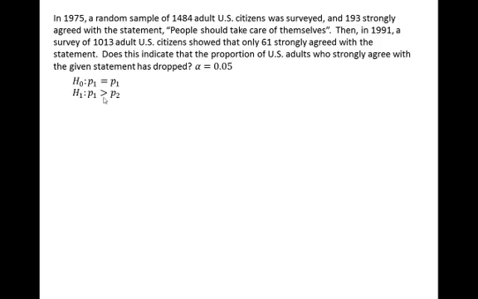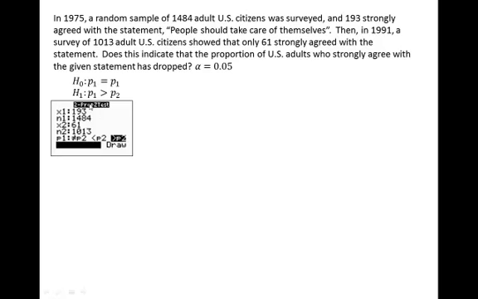Here, we have a right tail test, and the wording of the problem, you had to pay attention to this one. Initially, you would think that since it's dropped, it would be less than, but you have to read the problem. So in 1975, this was our first sample. In 1991, here's our second sample. So if over time, the proportion of U.S. adults who strongly agree with the statement has dropped, that means that in 1975, this number is larger than the value we received in 1991. So that's why it's a right tail test.